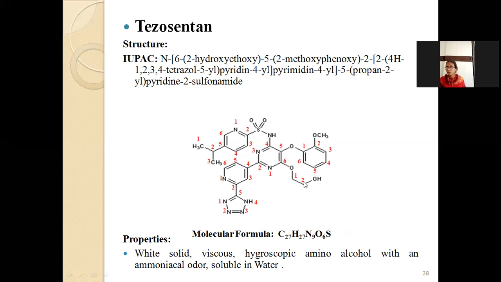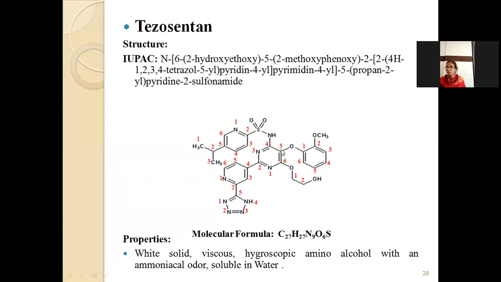In the second position, hydroxy is there. See here, 1, 2. So two carbon atoms are there, so it is the ethyl group. For this ethyl, oxy is there, so it is ethoxy. So 6, 2, hydroxy, and this is ethoxy.